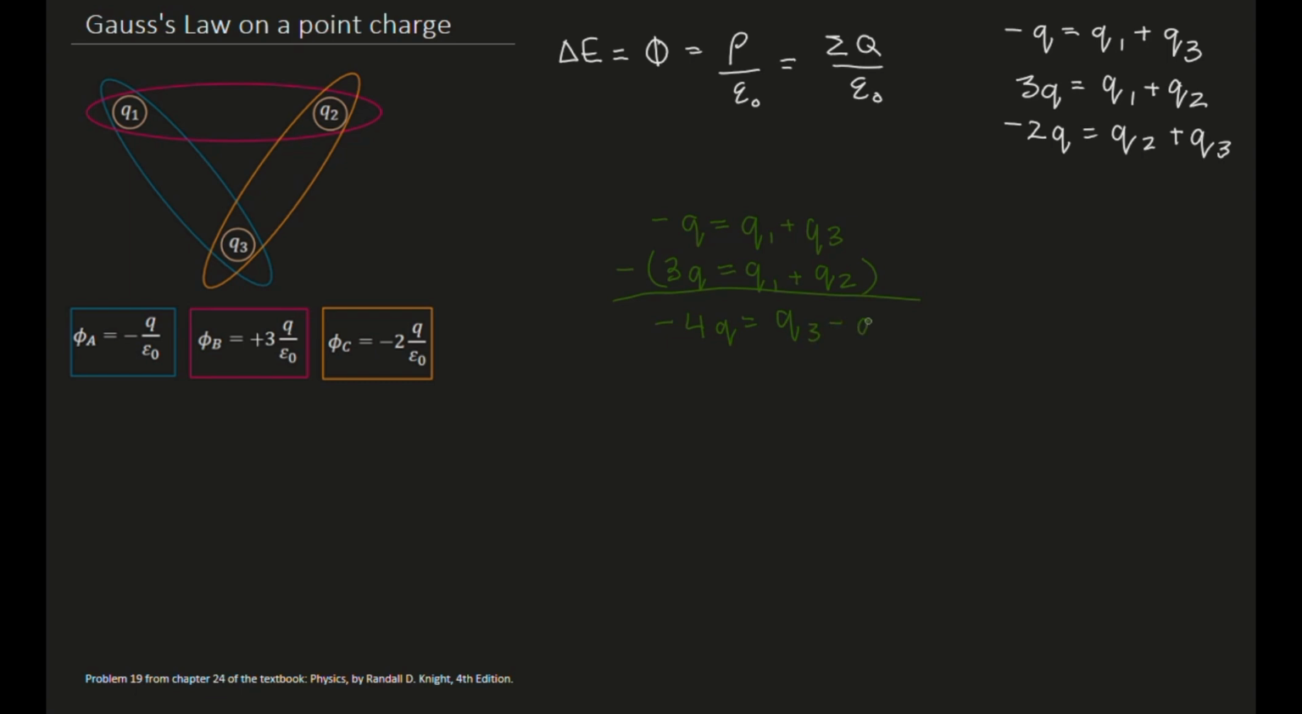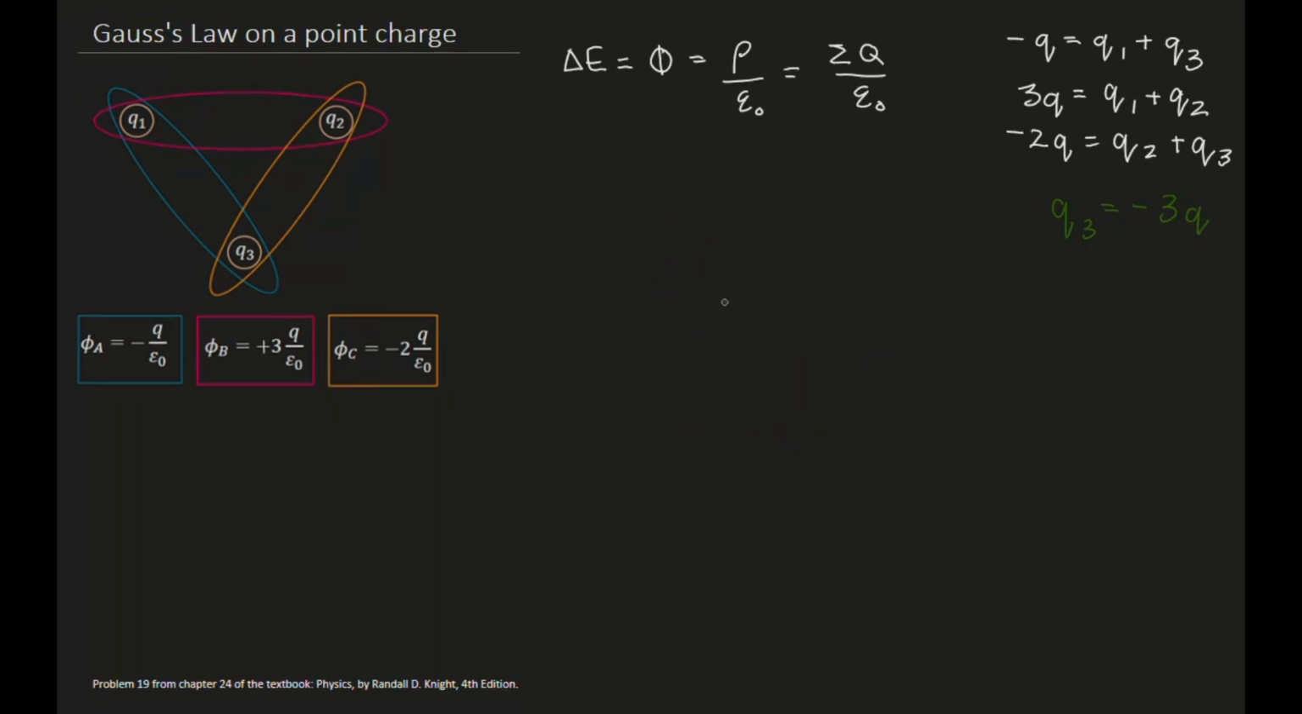Then I'm going to take the third equation, negative 2Q equaling Q2 plus Q3, and I'm going to add it this time. I could subtract, because if you subtracted, the Q3s would cancel, but it doesn't matter which one I do. So I'm going to add, canceling the Q2s. If I add, I get negative 6Q equaling 2Q3. So my first charge becomes negative 3Q, and that's the charge on Q3.